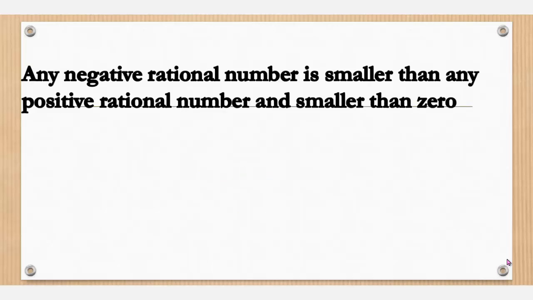Our last remark is, any negative rational number is smaller than any positive rational number and is also smaller than 0.